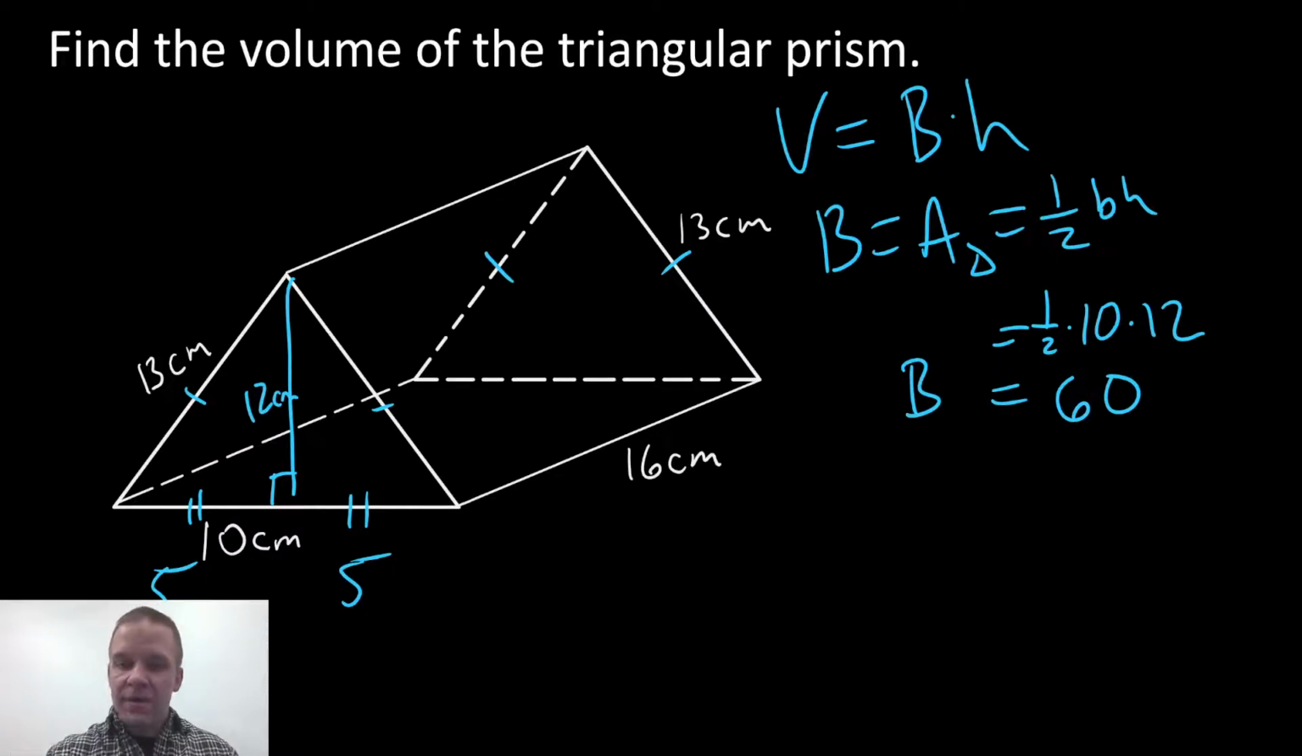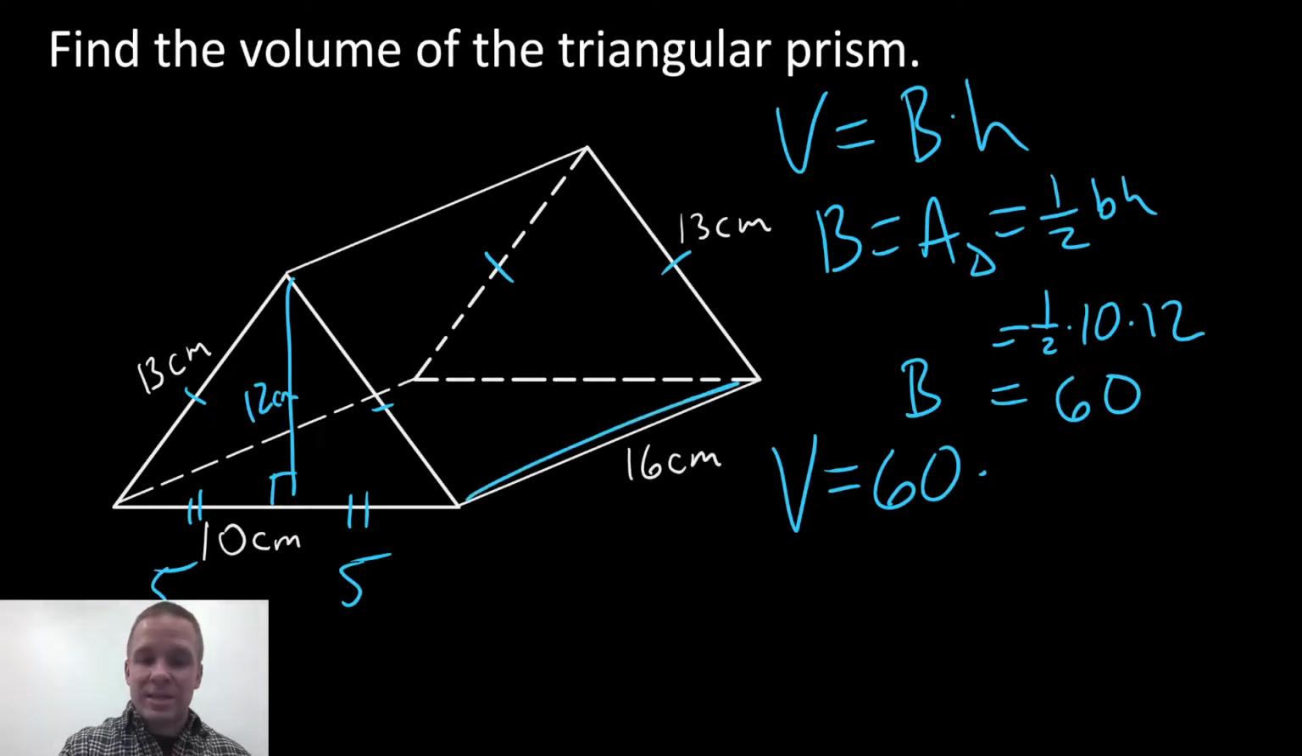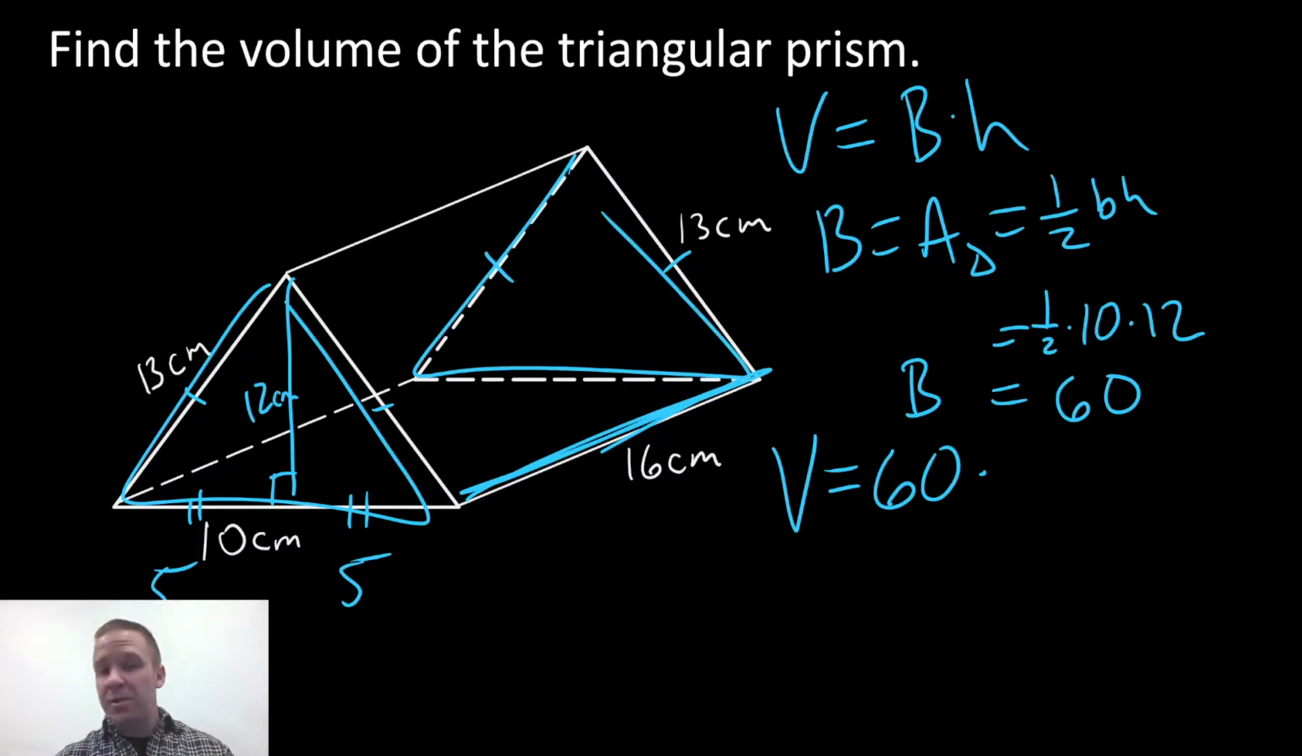Now my height of this prism, right, because the height of the prism is different than the height of that triangle, even though it's a triangular prism, is going to be 16, which is the distance between my two triangle bases. That's how far those are stacked apart, infinitely stacked to create this prism.